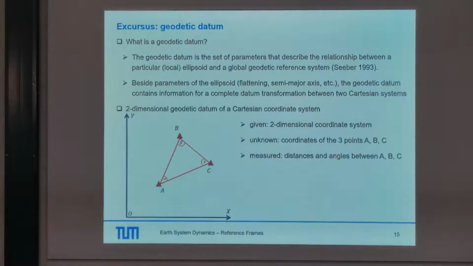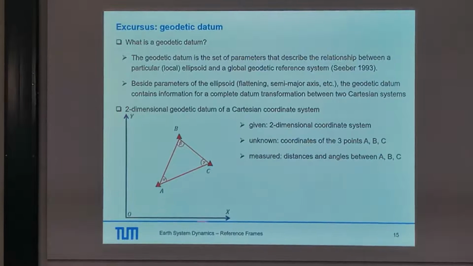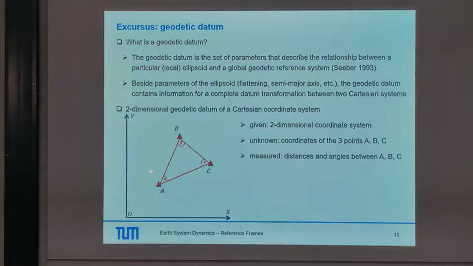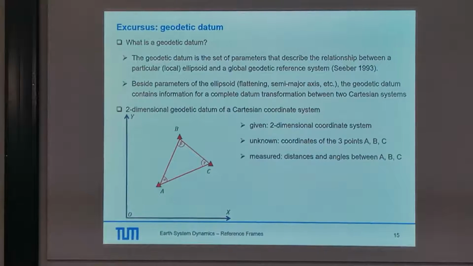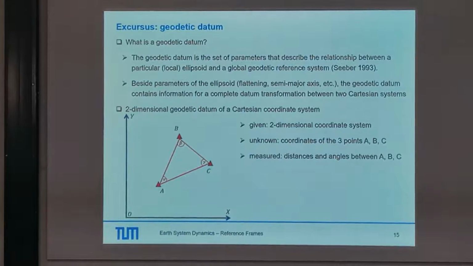And the geodetic datum allows you now to refer the measurements you did to the coordinate system you defined. That's more or less the geodetic datum, because you can place these points anywhere in this 2-dimensional coordinate system, and the distances and angles won't change. So in order to get coordinates, you have to define the relation between this local surveying network, for example, and the 2-dimensional coordinate system. So what do you have to define in order to be able to derive the coordinates? First of all, you have to define 2 translations.